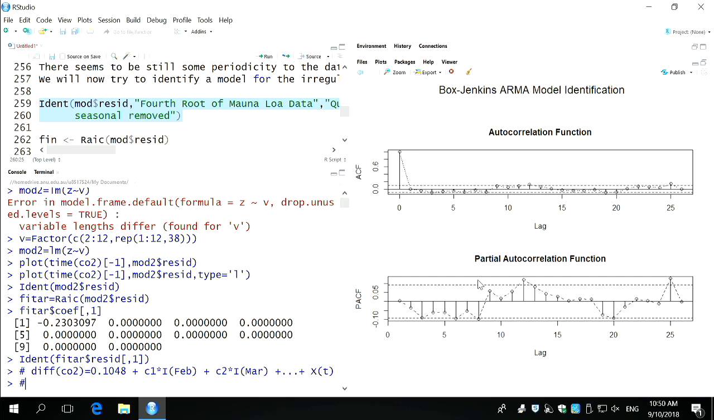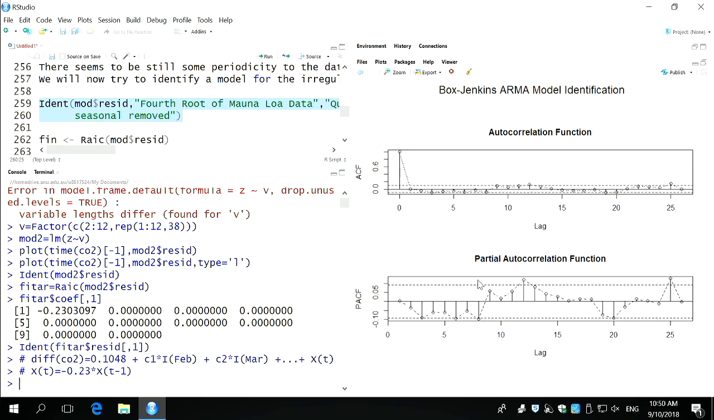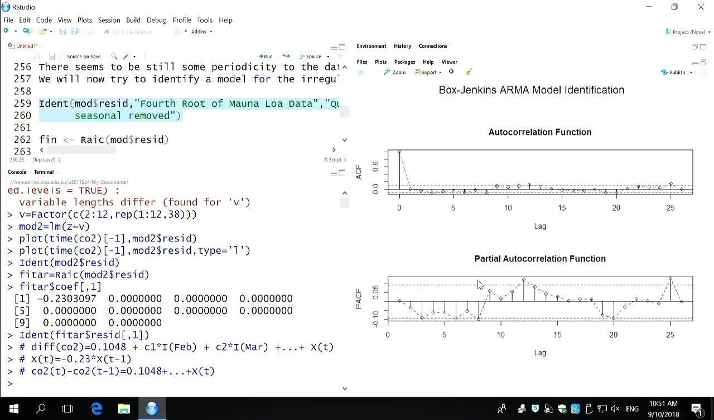The second line is XT equals, what was the number? Minus 0.23 times XT minus 1. So that's how you write down your model. Now it's okay to leave it like that, but I would prefer if you did this: CO2 at time t minus CO2 at time t minus 1 equals 0.1048 plus ... plus xt. I mean, they're the same. A difference means now minus last month.